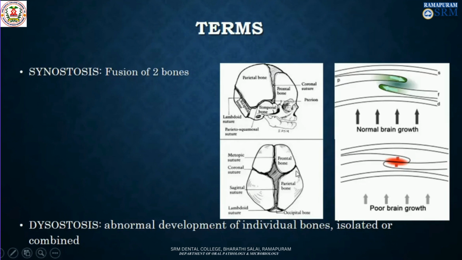We need to know the names of the sutures so that it will be easy when we discuss. Between the frontal bones, we have the metopic suture. Between the frontal and the parietal bone, we have the coronal suture. The sagittal suture is present between the two parietal bones. Then we have the lambdoid suture present between the parietal bone and the occipital bone. There's another term called dysostosis, which means abnormal development of individual bones, which can be isolated or combined.